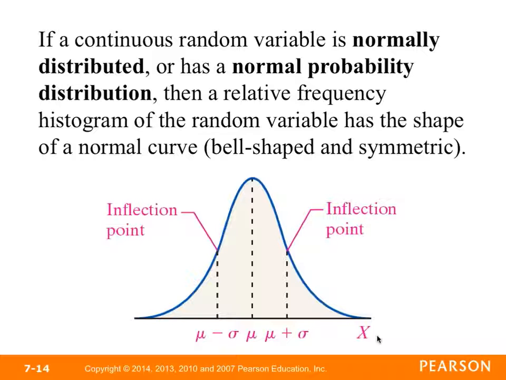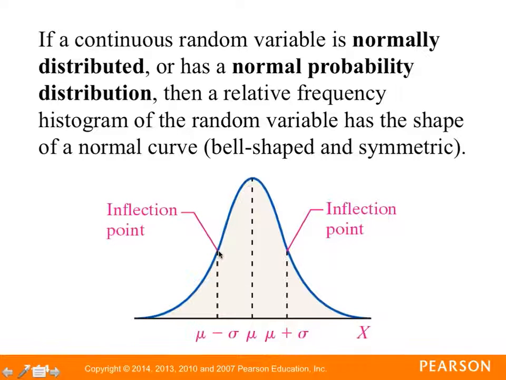So if a continuous random variable is normally distributed or has a normal probability distribution, then we can say that the relative frequency histogram of the random variable has the shape of a normal curve, which is bell-shaped and symmetric. Now, there are a couple of interesting things about normal curves. The first is that this high point right here is going to be mu, which is just your mean, okay, so your average.